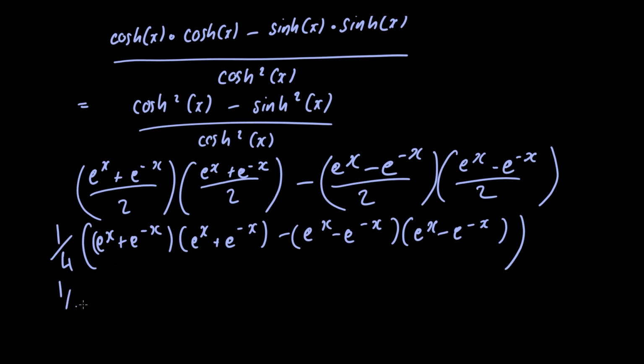So let's go ahead and multiply out everything in the brackets here. So we're going to have e raised to x multiplied by e raised to x, that's just e raised to 2x. Now we have e raised to x multiplied by e raised to minus x, that's just e raised to 0, and e raised to 0 is just 1. And then we have the exact same thing here. Then we have e raised to minus x multiplied by e raised to minus x, that's just e raised to minus 2x.